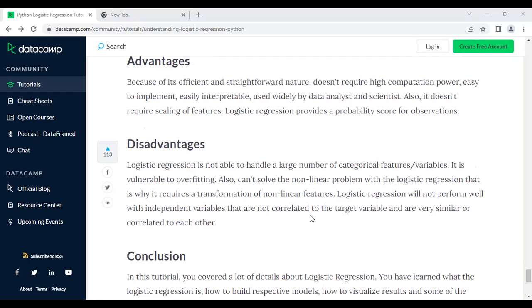Logistic regression is not able to handle a large number of categorical features or variables. It is vulnerable to overfitting when you fit that particular model in logistic regression.